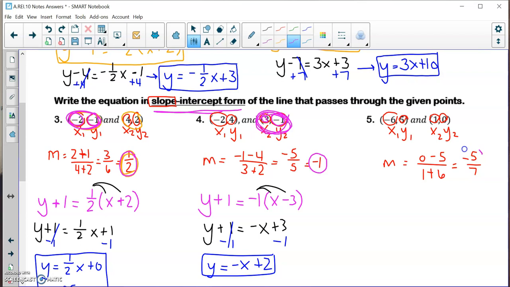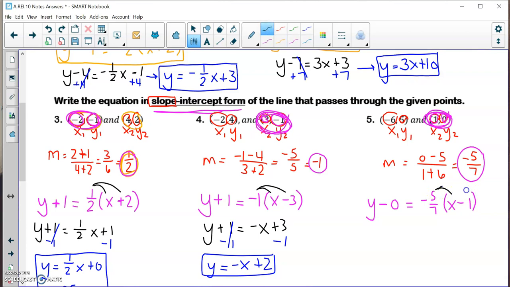I'm going to use that slope in one of the 2 points. In this one, the easier point to use is probably the second point, because it has the number 0 in it, and 0 is always an easy point to work with. So right in my equation in point slope form, I have y minus my y value, which is 0, is equal to my slope times x minus my x value of 1.